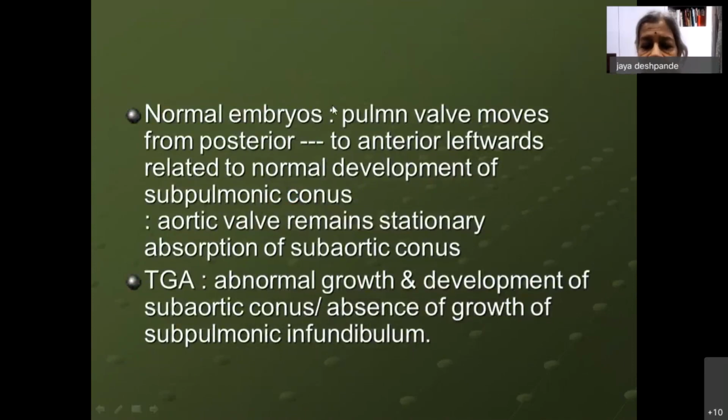In a normal embryo, the pulmonary valve moves from a posterior position to become anterior and left, and this becomes related to the normal development of the subpulmonic conus. The aortic valve remains stationary and there is reabsorption of the subaortic conus. In transposition, there is abnormal growth and development of the subaortic conus, and absence of growth of the subpulmonic infundibulum.